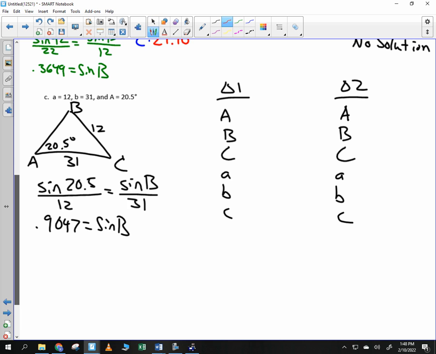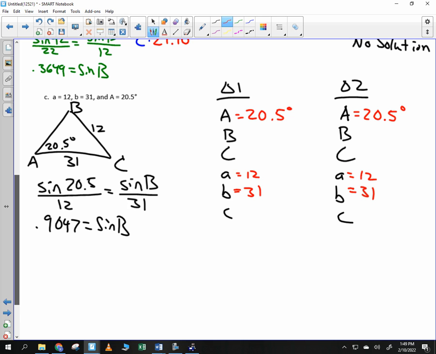What I know about these two triangles is they both have an angle A of 20.5 degrees. What else do I know about this triangle? Side A is equal to 12. Thank you, Miss Avery. And side B is 31. That's what I know that these two share in common. The other things they do not share in common, okay? The other angles, the other sides will be different.